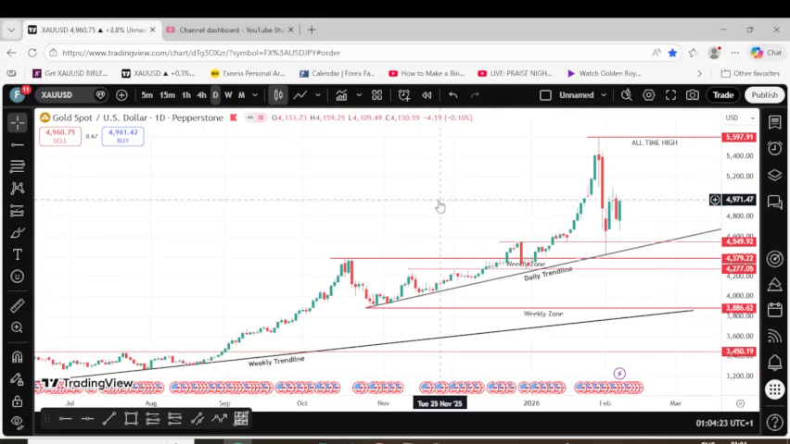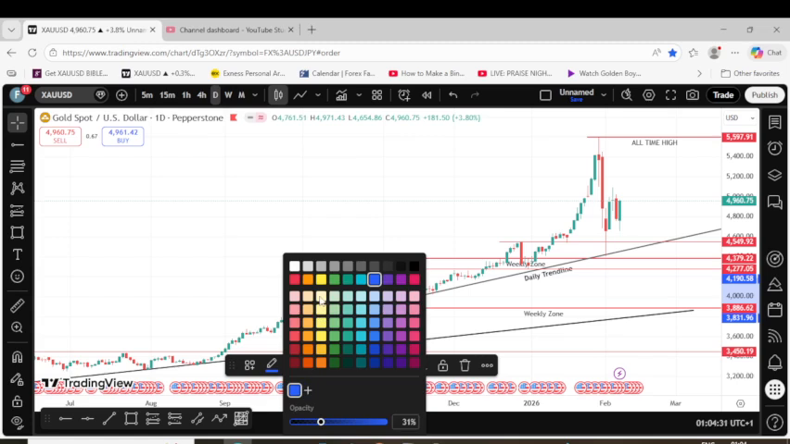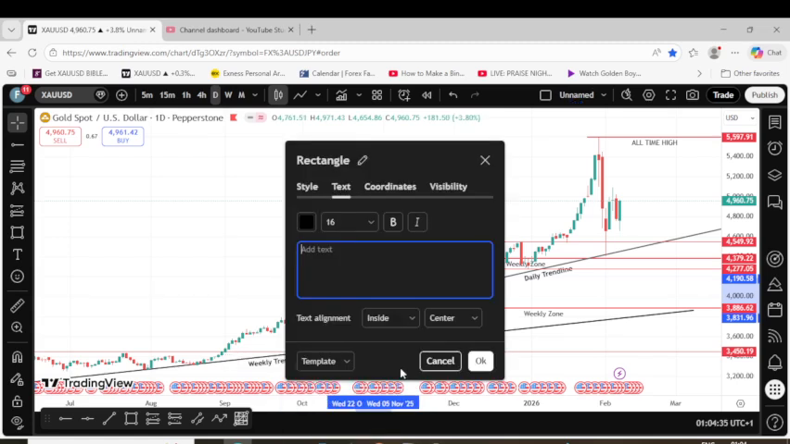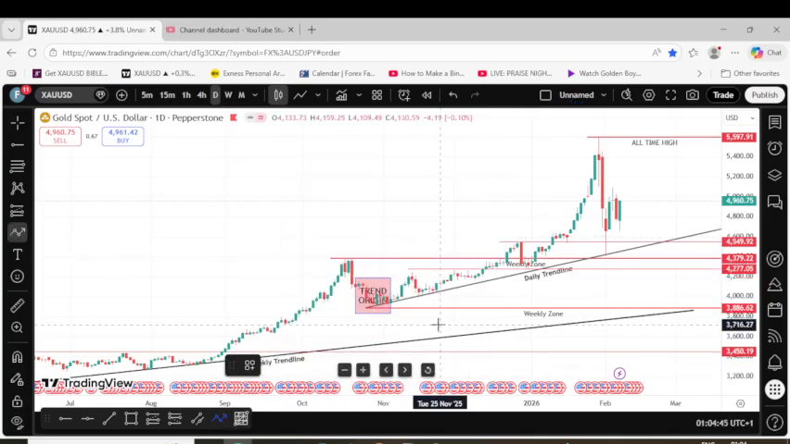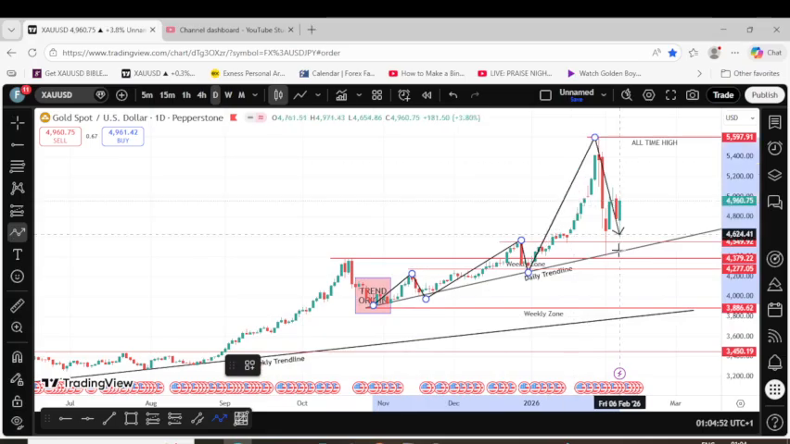Now that we've identified our zones and our trend line, next thing is to identify our trend origin, which is obviously here. This is our trend origin. Then we have our market structure going like this: impulsive, correctional, impulsive, correctional, impulsive. This is now correctional. Hopefully to a new impulsive.